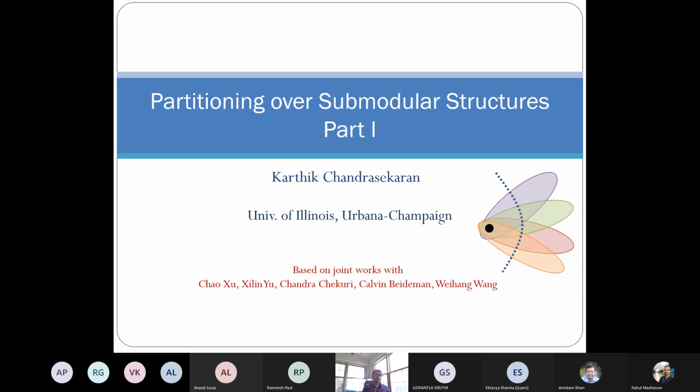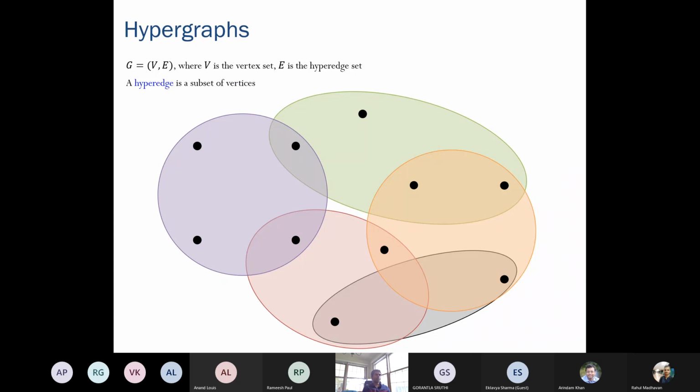We'll be interested in submodular structures. Let me introduce submodular structures by focusing on hypergraphs. A hypergraph is specified by a vertex set and a collection of hyperedges. A hyperedge is a subset of vertices. So here is an example of a hypergraph. If every hyperedge has exactly two vertices, then the hypergraph is simply a graph. So hypergraphs generalize graphs. Hypergraphs will be a recurring theme throughout this talk and the next talk as well.